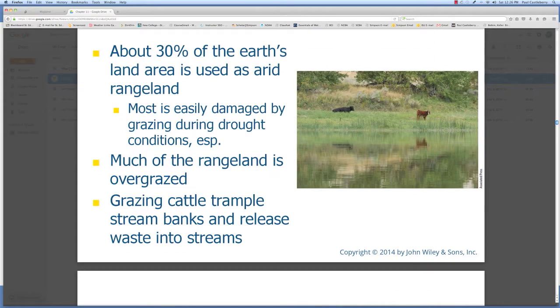Grazing cattle trample stream banks, and this is kind of gross, but they also release their waste into streams. And so if you have cattle overgrazing, they're not only damaging the ground. If you use some of that for crops, that's an issue, but they also begin to pollute streams that we get our water from.